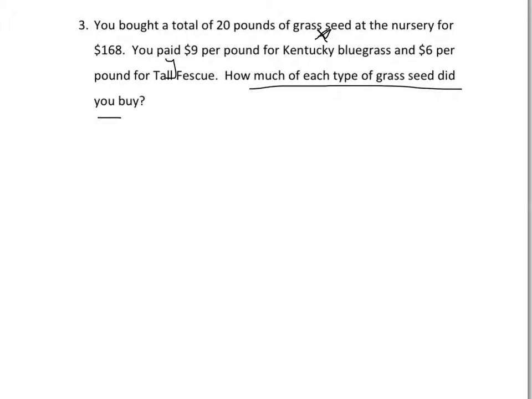Now we need to find our two equations. It says you bought a total of 20 pounds of grass seed, and you only bought two different types of grass seed. So that means that x plus y, however much Kentucky bluegrass, plus however much tall fescue, has to equal 20. So first equation, x plus y equals 20.